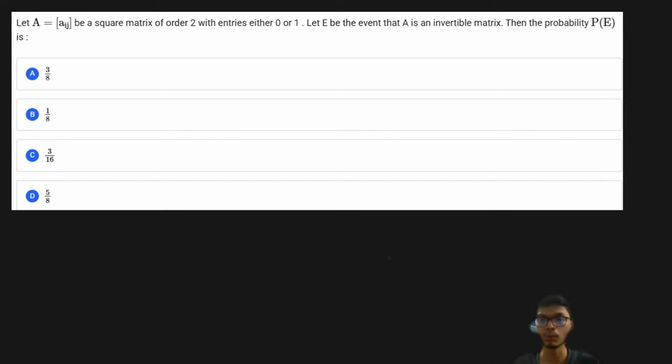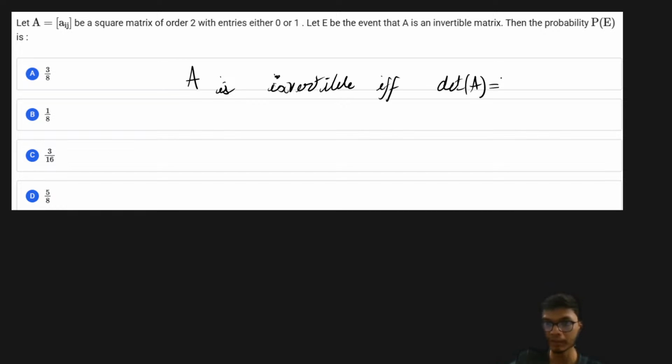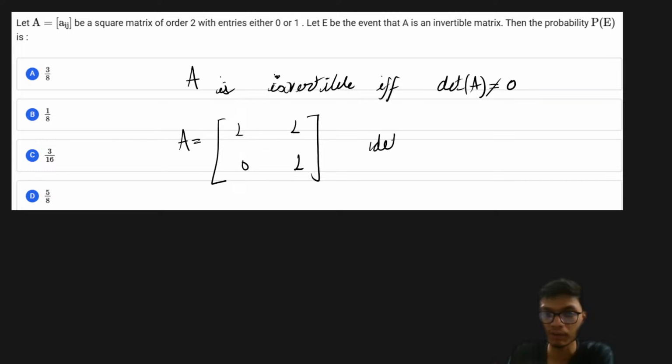A matrix is invertible only when the determinant is non-zero. So for an invertible matrix the determinant should be non-zero. So A is invertible if and only if the determinant of A is not equal to 0. Now I have this 2x2 matrix, so I can have the matrix something like 1 1 0 1. So in this case the determinant of A is not equal to 0.